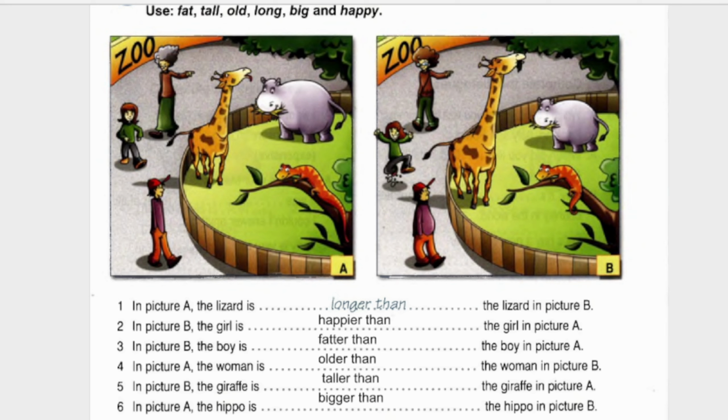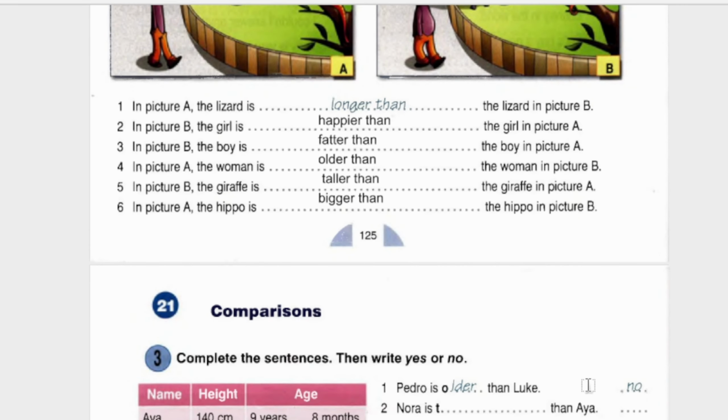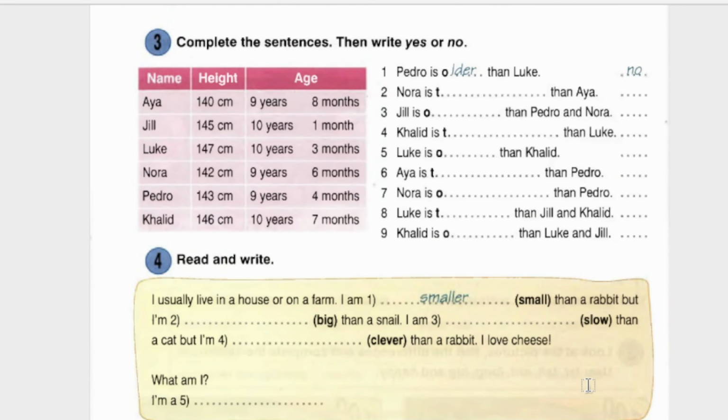In picture B, the giraffe is taller than the giraffe in picture A. In picture A, the hippo is bigger than the hippo in picture B. Okay, let's take this exercise. Complete the sentences, write yes or no.